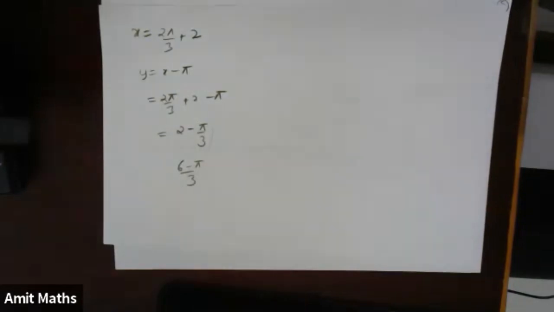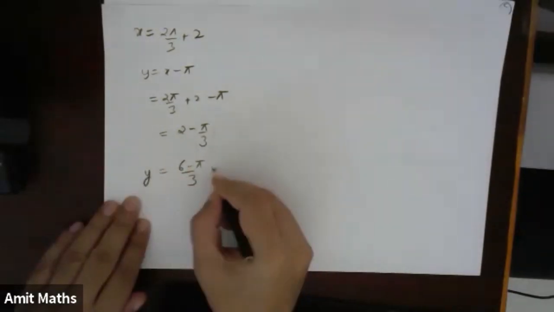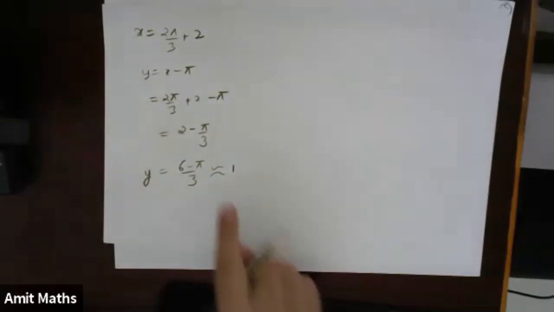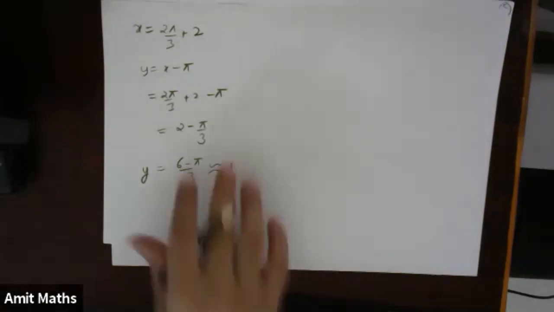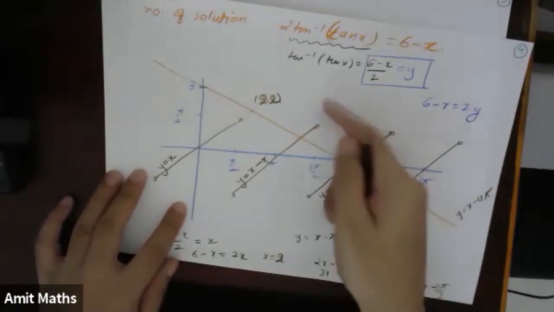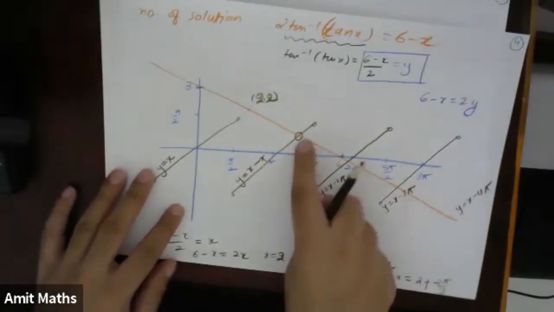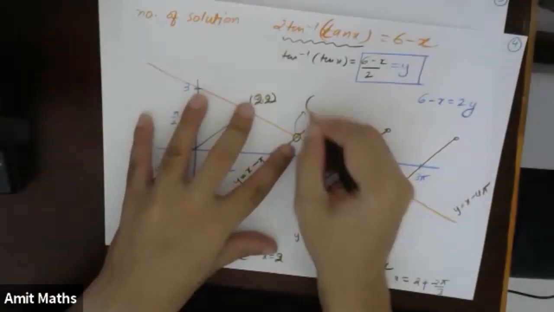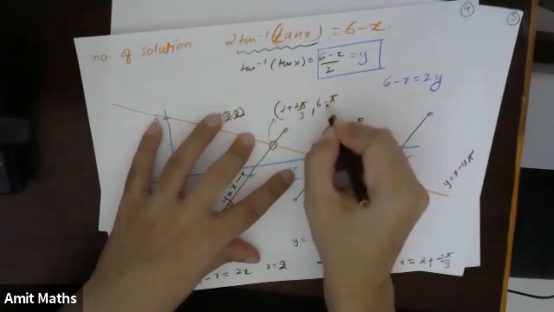Pi value is approximately 3 point something, greater than 3, right? So the y value will be approximately equal to 1. It will be less than 1, but I am saying approximate. So that means there will be an intersection below pi by 2. So this is one point of intersection. This point of intersection is 2 plus 2 pi by 3 comma 6 minus pi by 3.